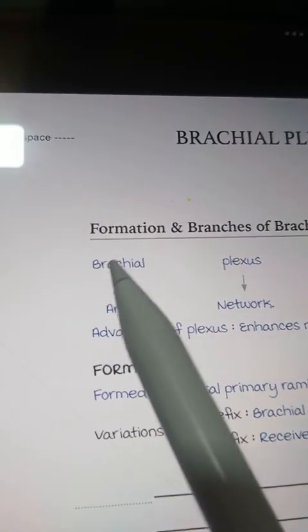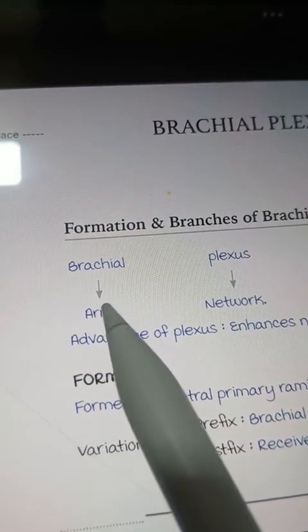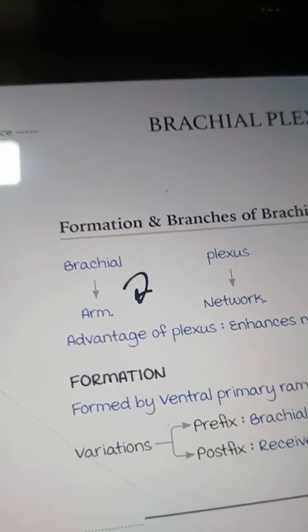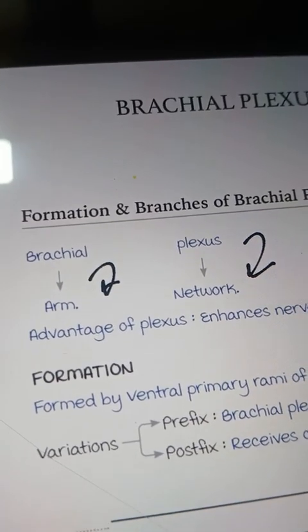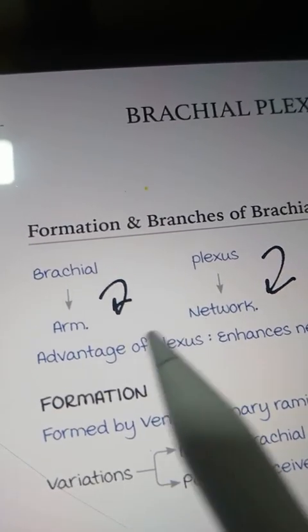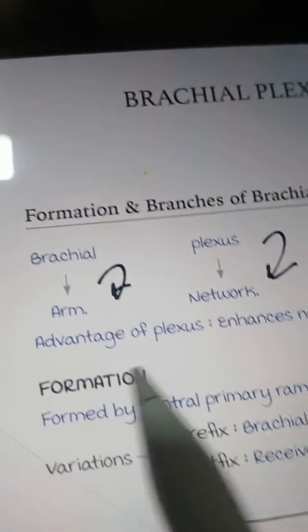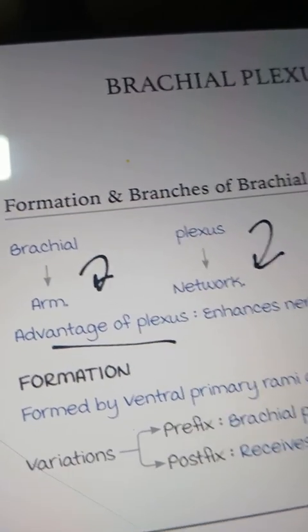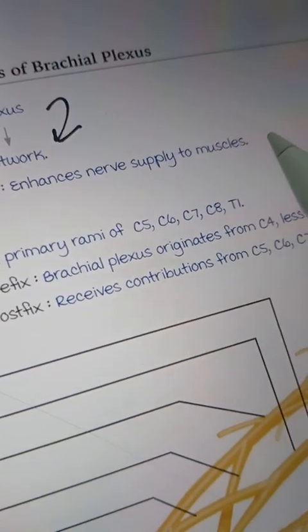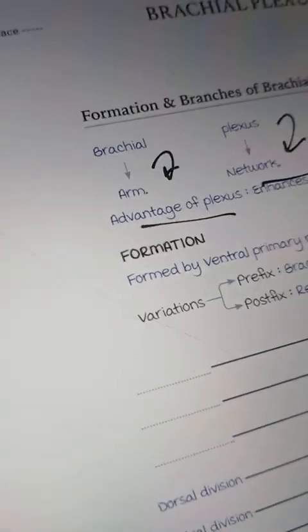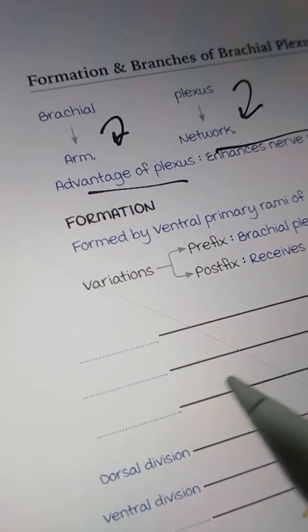Next, we talk about the formation and branches of the brachial plexus. Basically, brachial means arm, and plexus means network. Therefore, brachial plexus means a network of nerves around the arm. What is the advantage of this plexus? The advantage is that this plexus enhances the nerve supply to the muscles of the arm and forearm. I'll tell you the formation in detail.